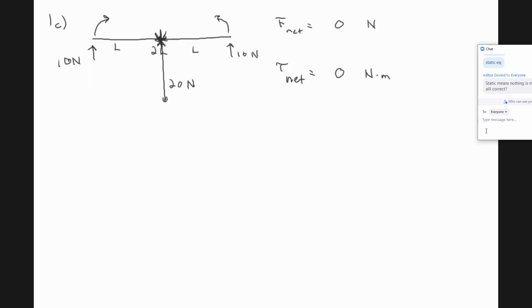Someone says, can it rotate with the nail in it? In that case, if you think about it, where's the nail? The nail's at the pivot point, right? So what's the lever arm on the nail? There's no lever arm, so therefore no torque, right?